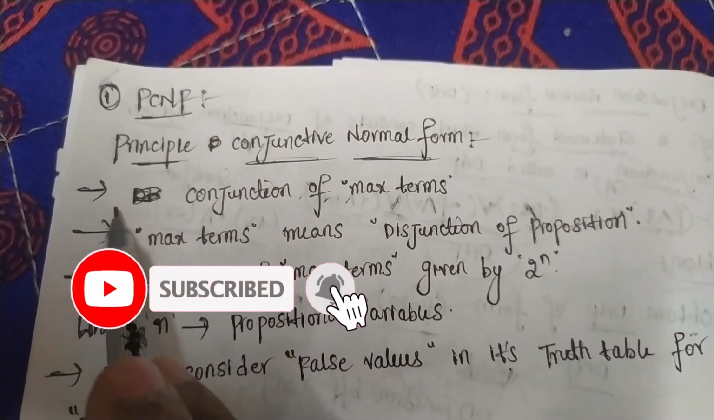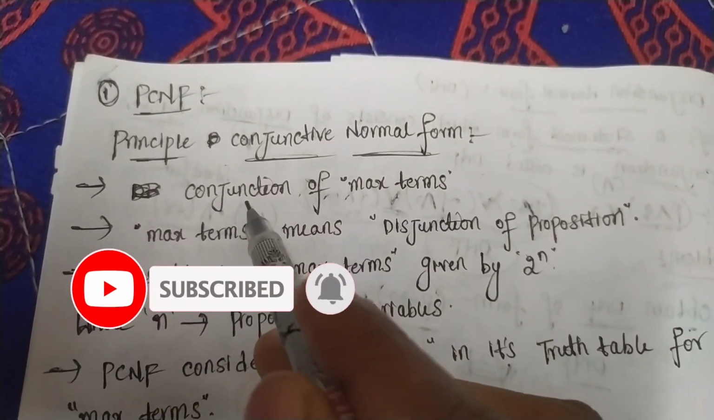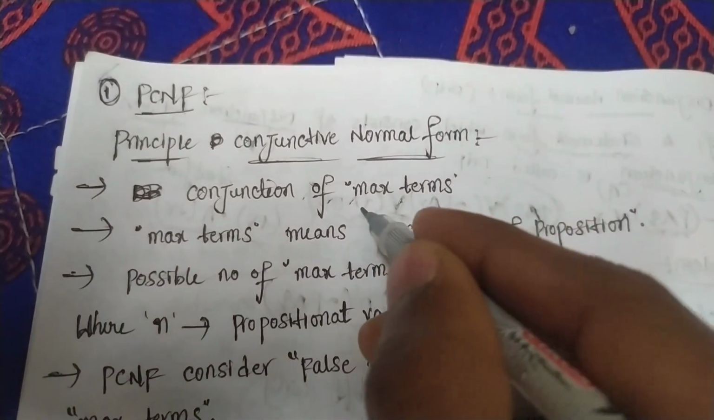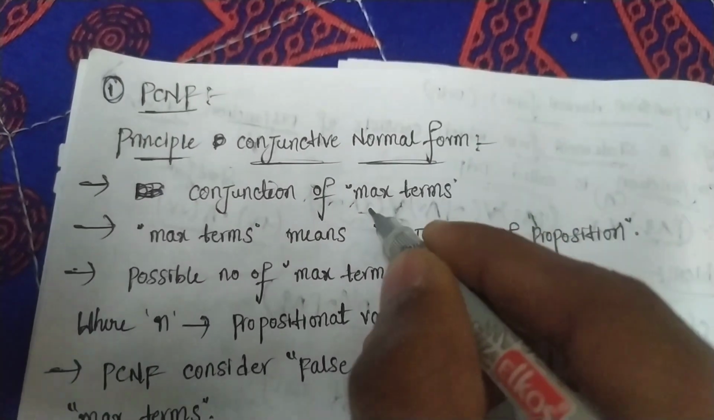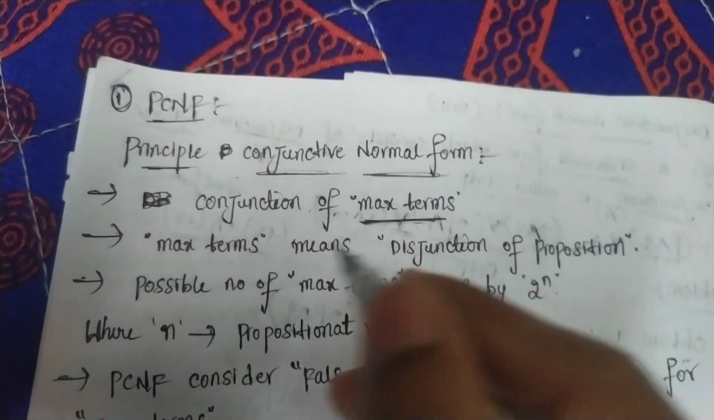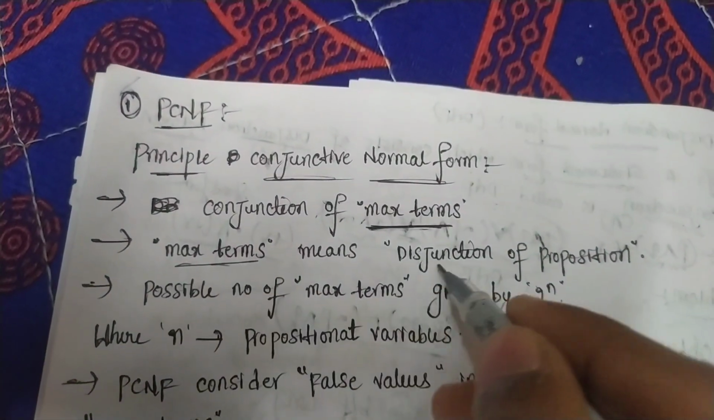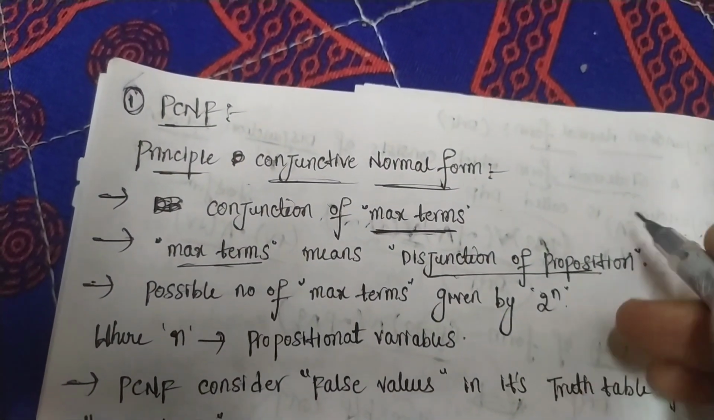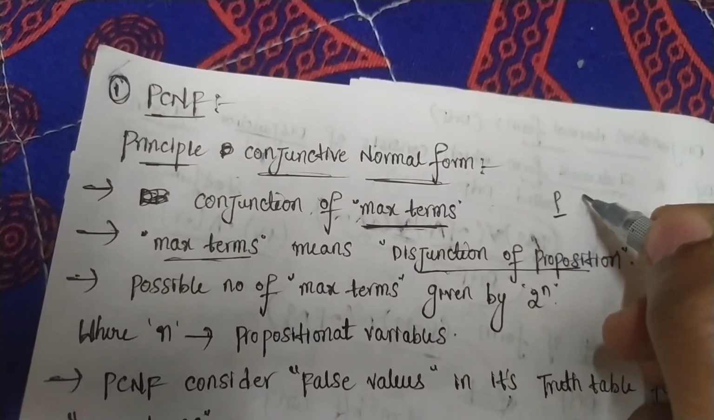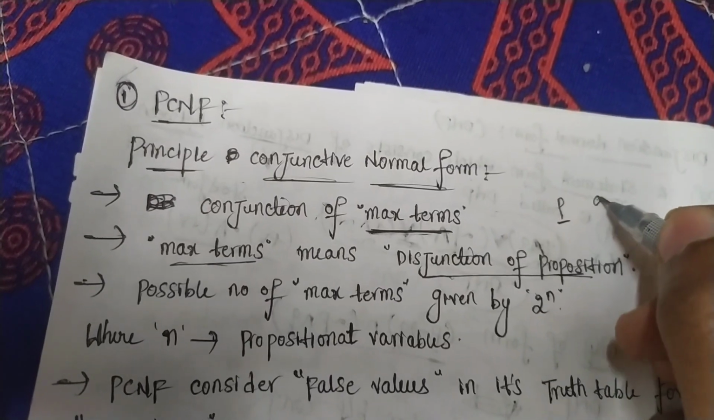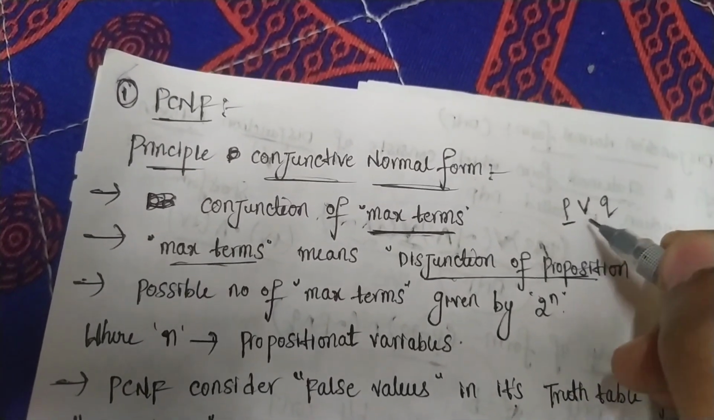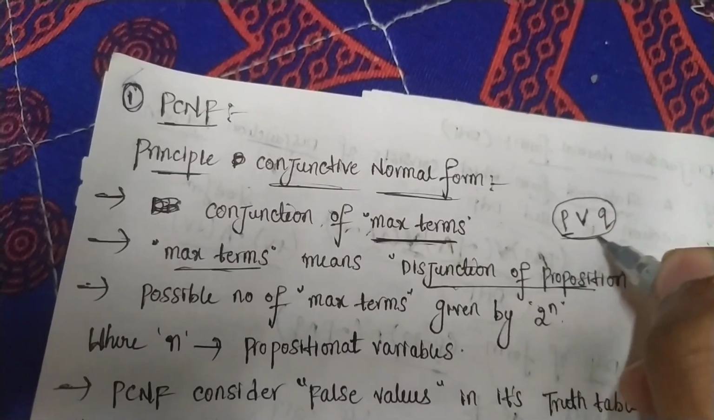The first point is that principal conjunctive normal form is a conjunction of max terms. You have to remember this word, max term. Max term means a disjunction of propositions. For example, P is a proposition statement and Q is a proposition statement. In between we have the or symbol, a connective symbol. This is called a disjunction of propositions.